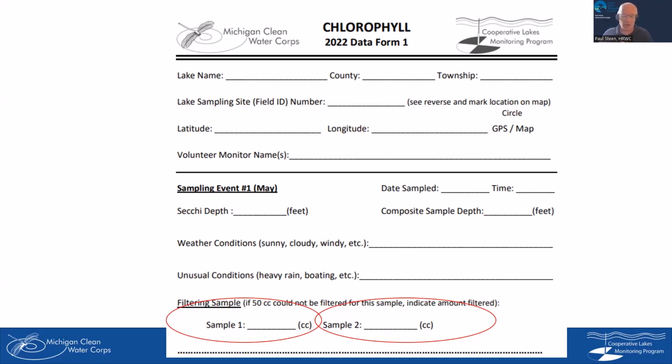So it's very easy to just stop at a point in which the filtering gets too hard, and you know how many milliliters or cc's you actually used in that filtration process, because the lab is able to correct for that and proportionally adjust your final results. So anyway, this is where you record that, and there's a sample 1 and a sample 2, because you have that replicate sample that you're doing.